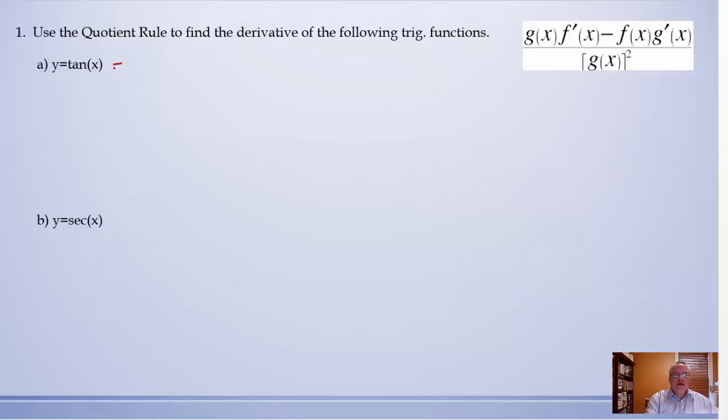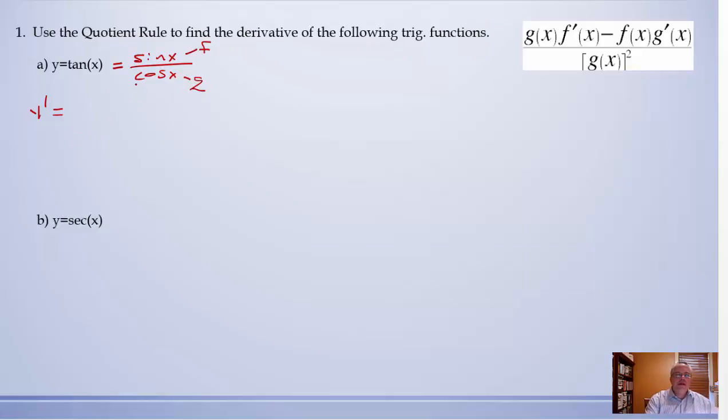So y equals tangent of x, I can rewrite this as sine of x divided by cosine of x. Now I can take the derivative because we know the derivatives of sine and cosine, and we know the quotient rule. Here it goes. The quotient rule is over here, and the numerator has four things we have to fill in: g, f, f prime, and g prime. We have to put them in here. Remember that f refers to the numerator and g refers to the function in the denominator.